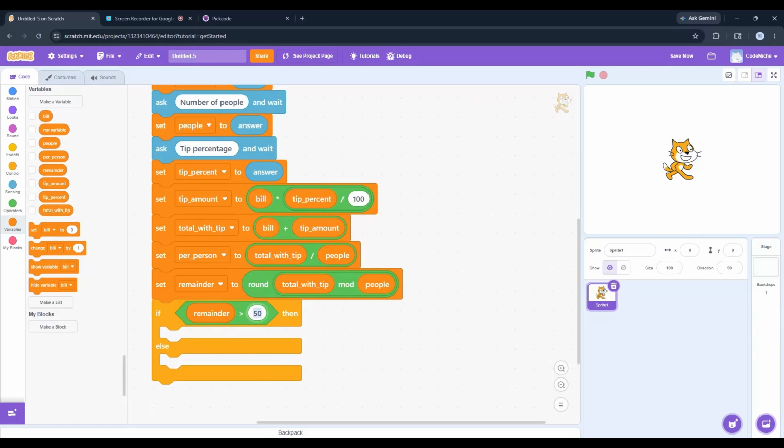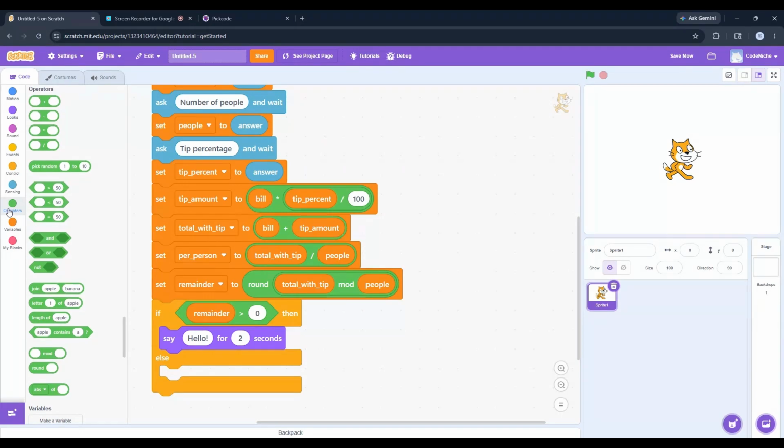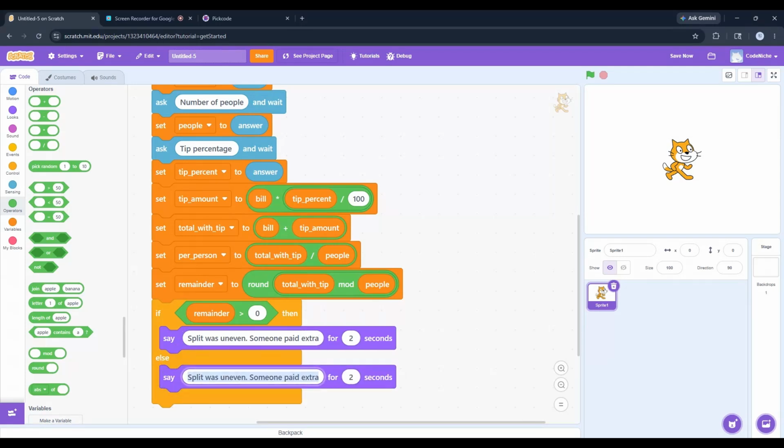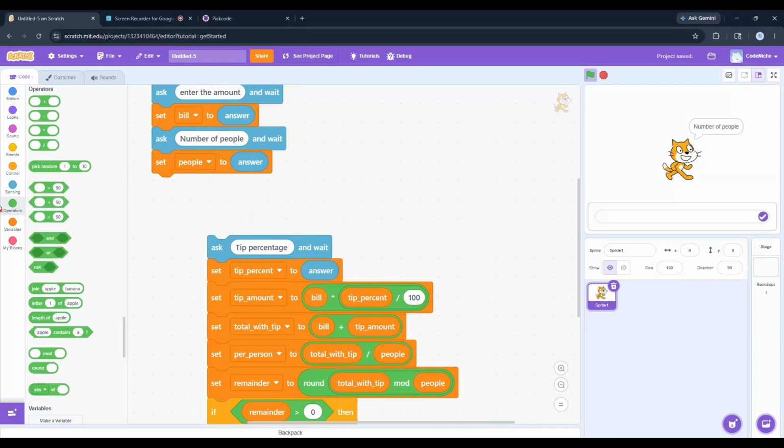Now I'm going to simply write this: remainder greater than 0. So I'm going to use say, and of course, I want to combine text together. We are using modulo here to check if the total divides evenly among everyone. If you remember, I added the number of people block twice, so make sure you read this. I'm going to run this one.